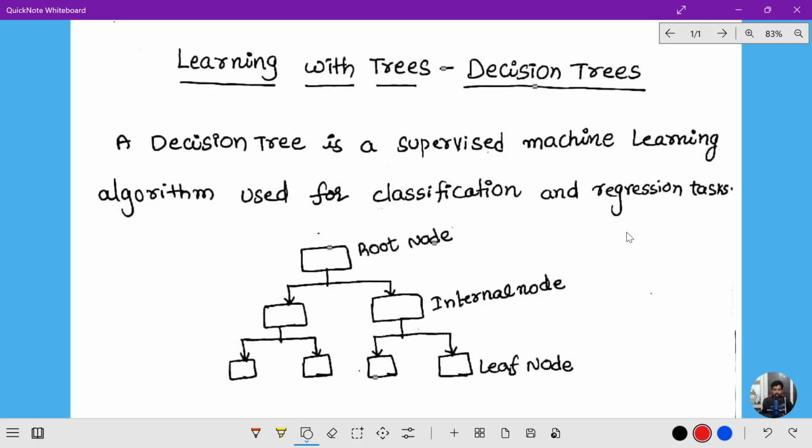In this video, I will explain about learning with trees, decision trees. So this concept belongs to machine learning. These notes are enough to write in the examination. So first, let us see the definition.